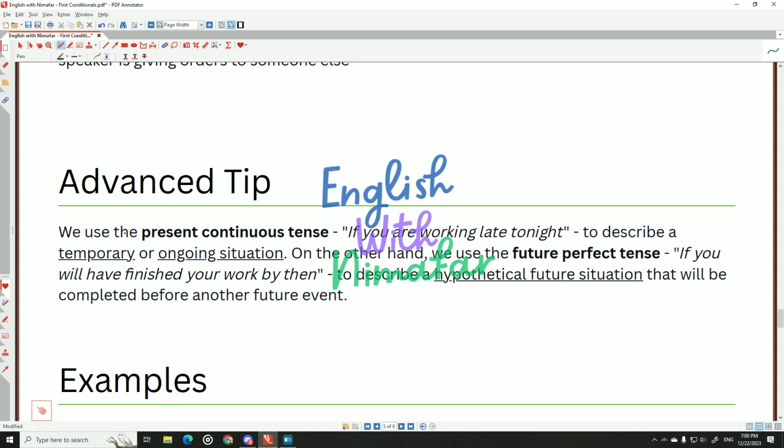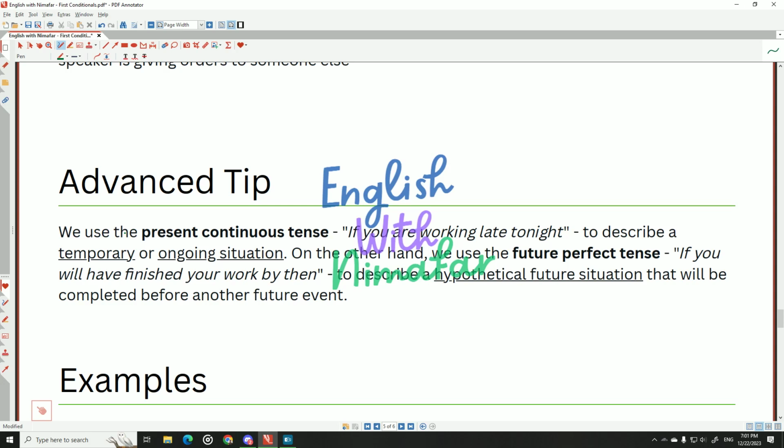If you will have finished your work by then, to describe a hypothetical future situation. Do you remember I told you we can use simple tense? Sorry, present tense and future tense for if clause and main clause, respectively. Respectively means in order. So here, once again, we can use, for example, if you will have done your homework, you can watch TV.